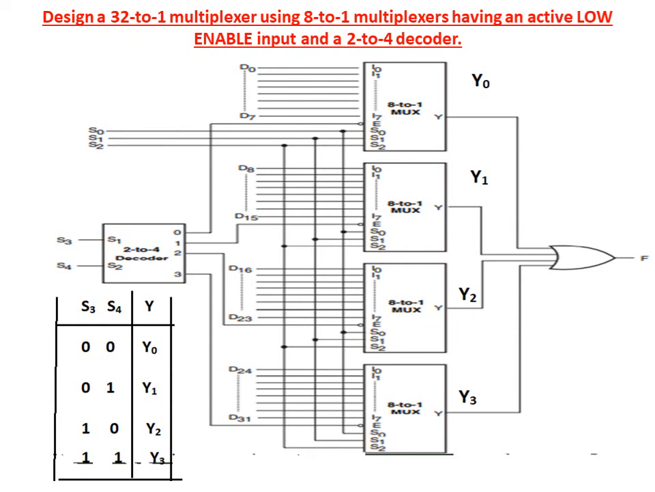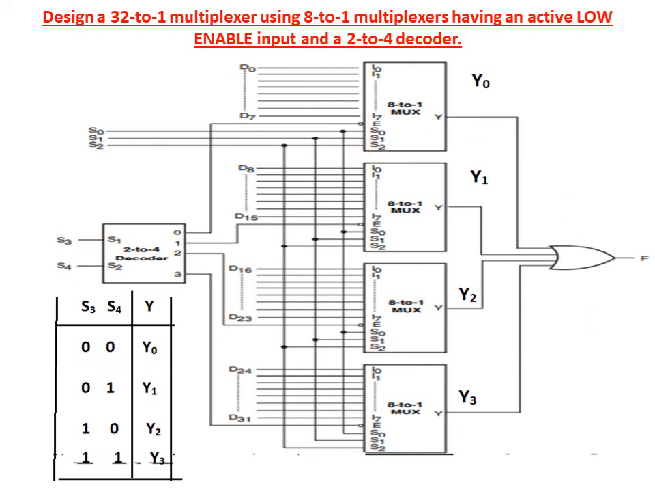Design a 32:1 multiplexer using 8:1 multiplexers having an active low enable input and a 2-4 decoder. The 2-4 decoder is used to select the multiplexers. So here the 2-4 decoder inputs are S4, S3, and S0, S1, S2 are the selection lines. This selection line is common for all the 4 8:1 multiplexers, and finally all the multiplexer outputs are connected to an OR gate. So here first this decoder will decide which multiplexer has to be selected for the output.